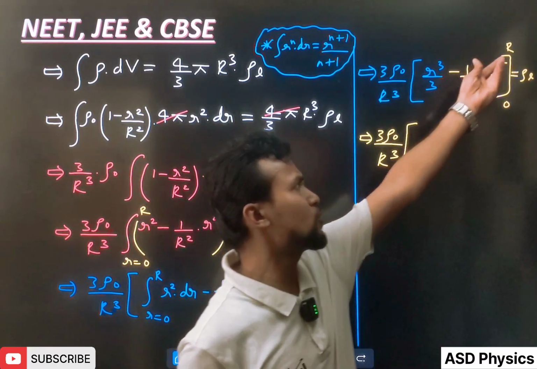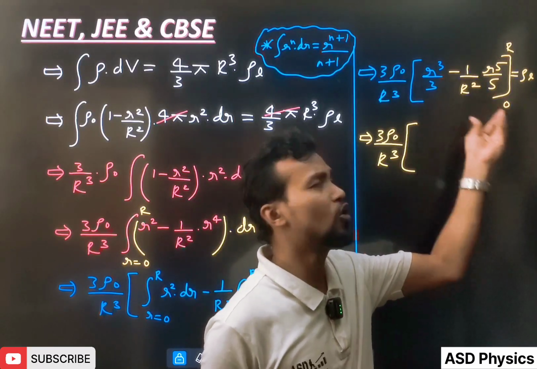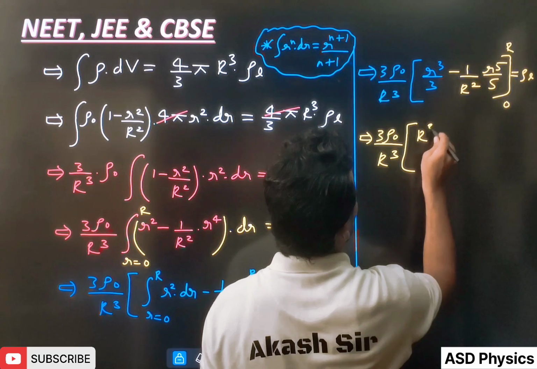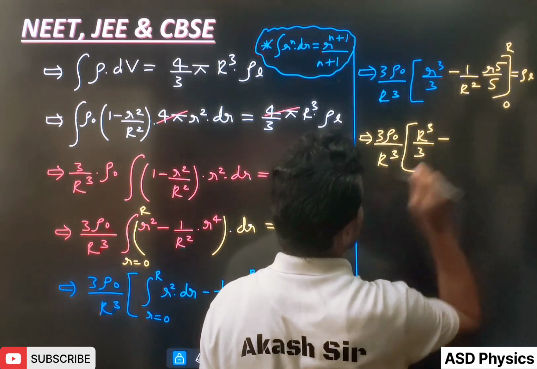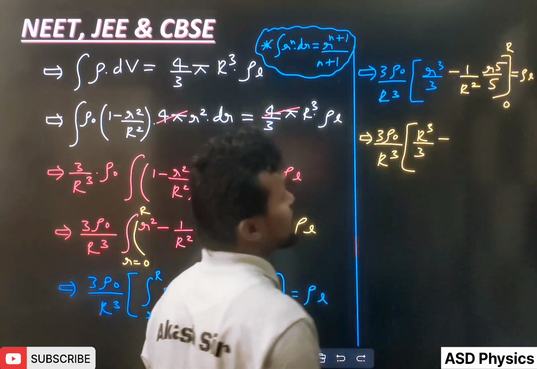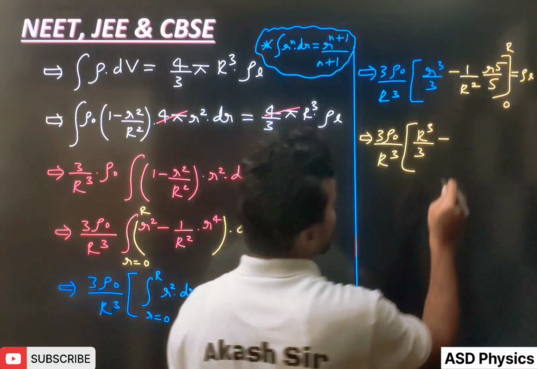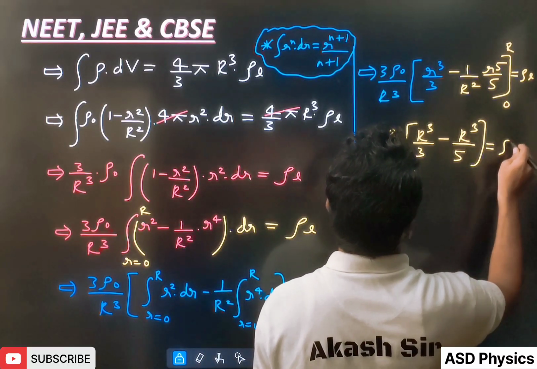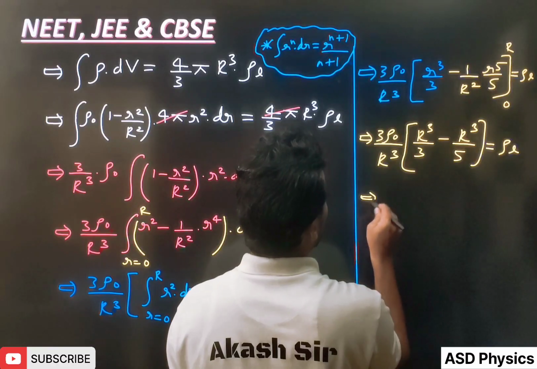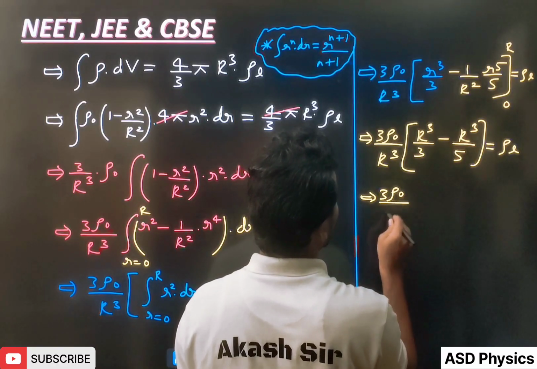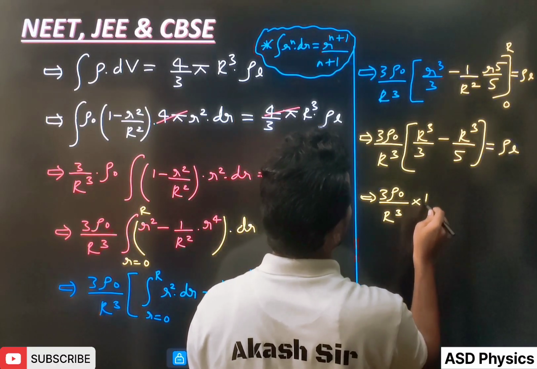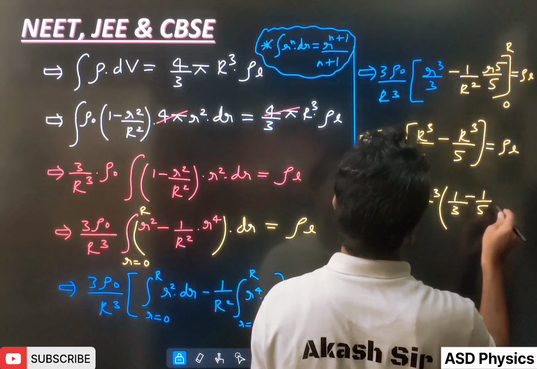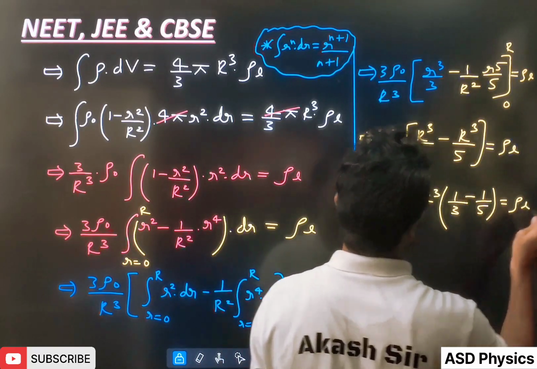We only have to put here the upper limit, because for the lower limit 0, all things will become 0. So when you put here R, it will become here R cube by 3 minus. When you put here R to the power 5 by R square, that means it will become here R cube by 5, equal to rho L. Now what will happen here, 3 rho naught by R cube into R cube will come outside, so we can write here 1 by 3 minus 1 by 5 is equal to rho L.